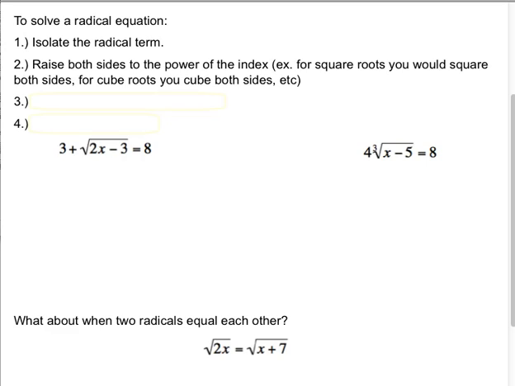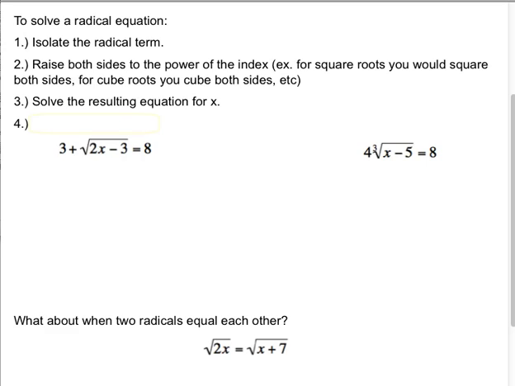After that, you want to raise both sides to the power of the index. What that means is for a square root, you'd want to square both sides. For a cube root, you'd want to cube both sides. So whatever power undoes that root, you would do.